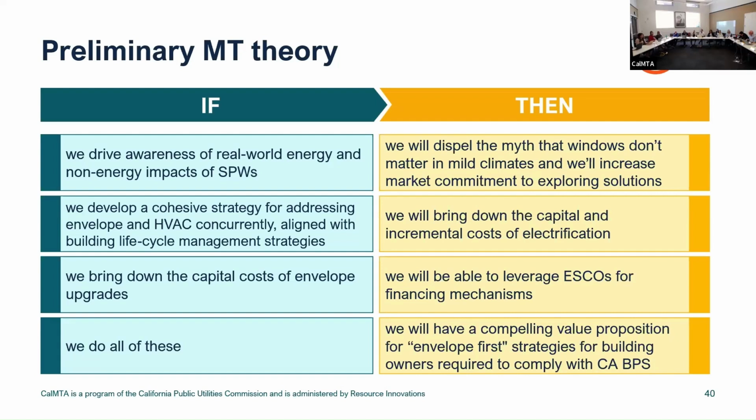If we develop a cohesive strategy for addressing envelope and HVAC concurrently, and align it with the natural building lifecycle management strategies, we can bring down the capital costs and the operational costs of electrification. If we're successful in bringing down that capital cost, we can then potentially make this a more attractive business opportunity for ESCOs. Envelope has been tough. It's such a long payback period. The ESCOs, the energy service companies, that are financing these, it's not really an attractive business opportunity when the payback is a 20 to 30-year payback. HVAC is much more attractive, 5, 10 years.